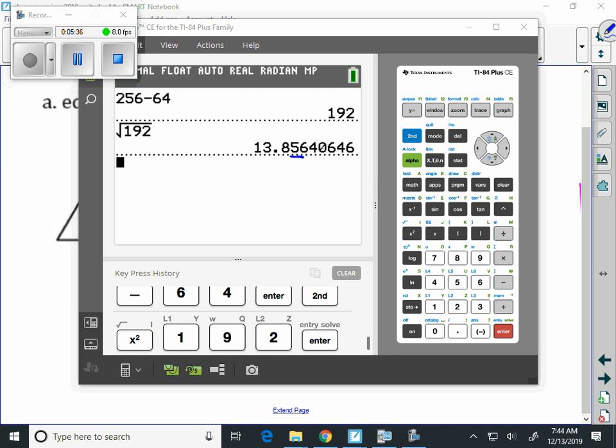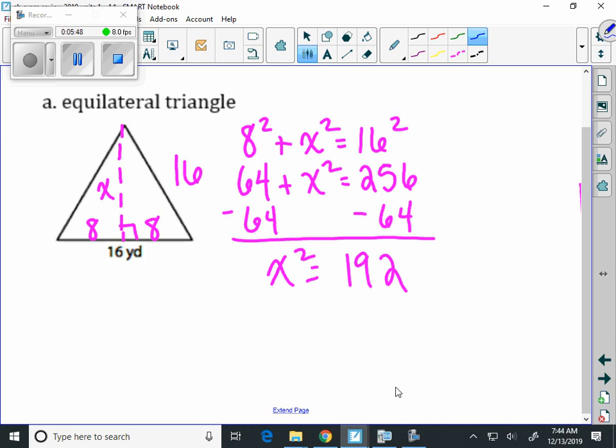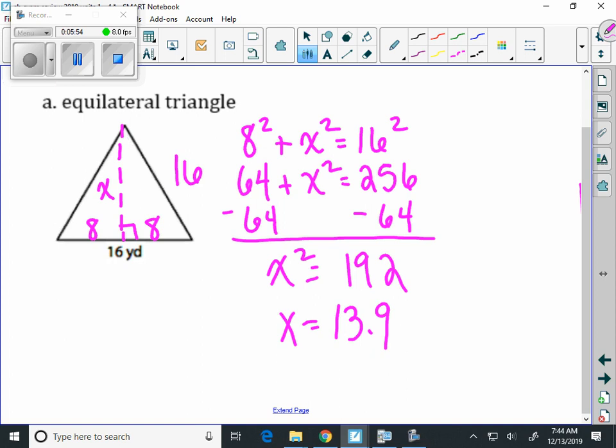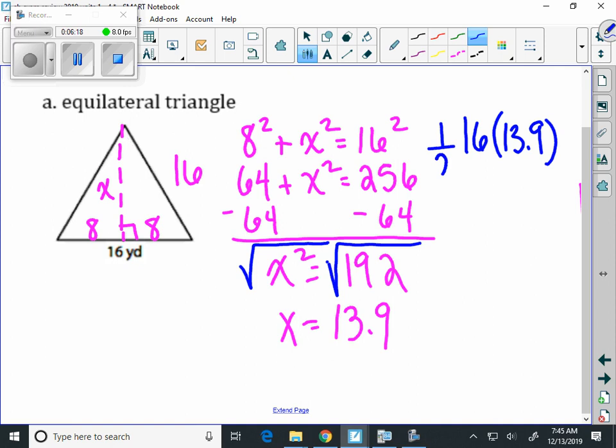And again, remember, if we're rounding to the nearest tenth, we have to look at the 5 to determine what to do to the 8. And because 5 is 5 or higher, that's going to be 13.9 for our value here. And what we did is we took the square root of both sides. But now we can find the area of the triangle, because what we've got is a base of 16. We just found the height of 13.9. And we're going to multiply it by 1/2. We're going to divide by 2, whichever way works for us.